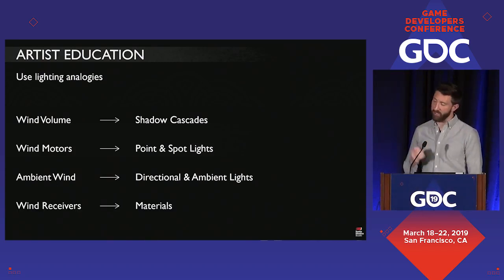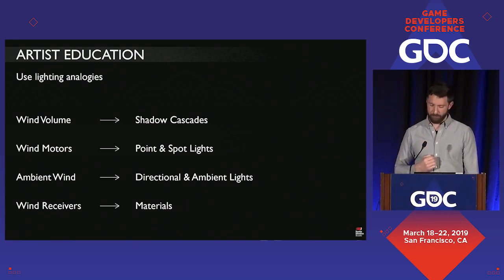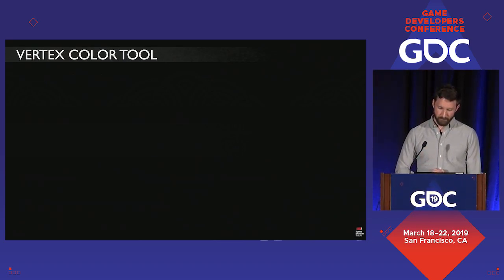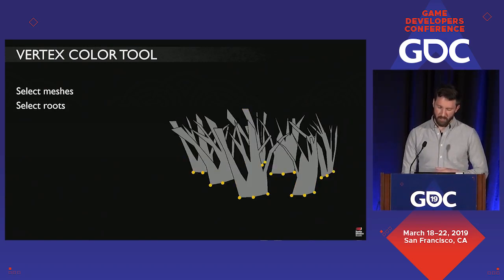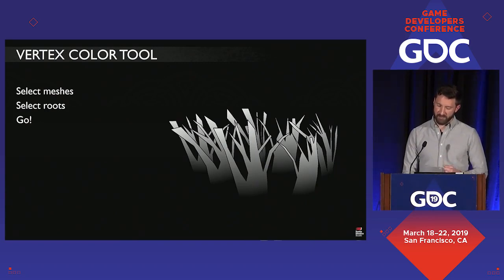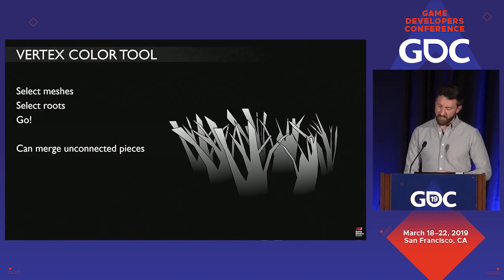And wind receivers are to the wind system what materials are to the lighting system. The system tells you how much of it's coming in, and the model material properties describe how the models respond to that. We've landed on a workflow for authoring vertex data that works really well for 90% of our models. We choose the mesh that we want to run, we tag the vertices that we want to anchor, and our vertex color tool will compute the wind mask as the normalized distance from the closest connected root. We normalize separately for each connected piece across the entire model. Artists can merge unconnected pieces just for this computation in case they have some floating elements that they want to combine.